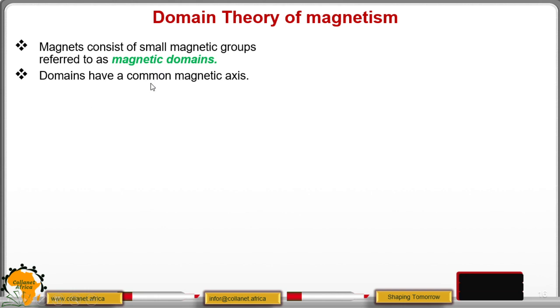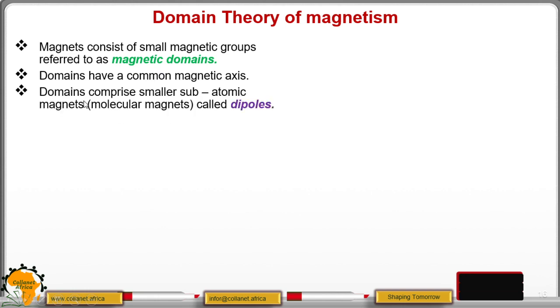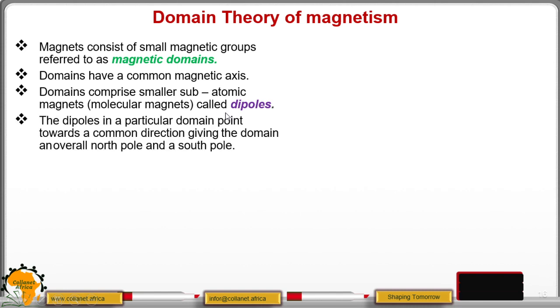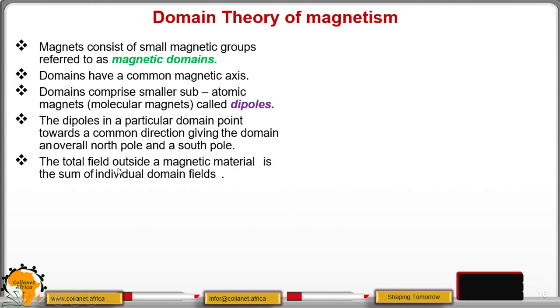Now, domains have a common magnetic axis, and domains comprise smaller subatomic magnets, or what we call molecular magnets, called dipoles. The dipoles in a particular domain point towards a common direction, giving the domain an overall north pole and a south pole. The total field outside the magnetic material is the sum of the individual domain fields.